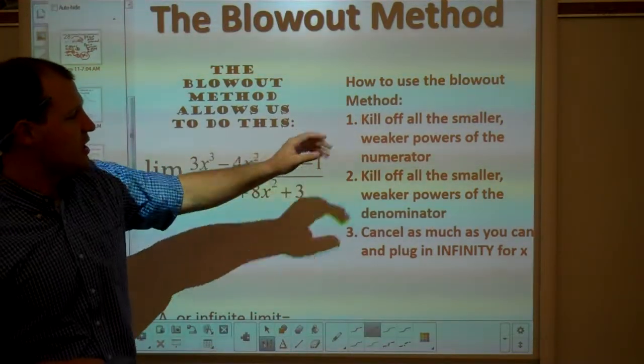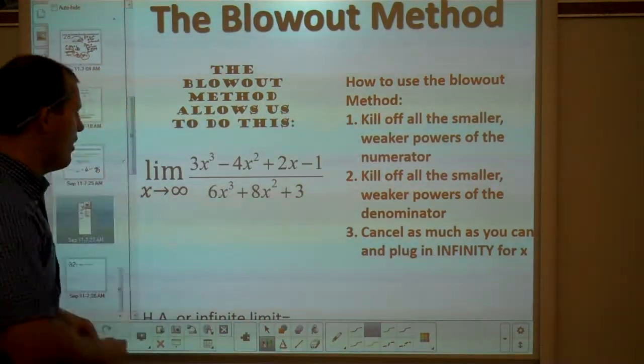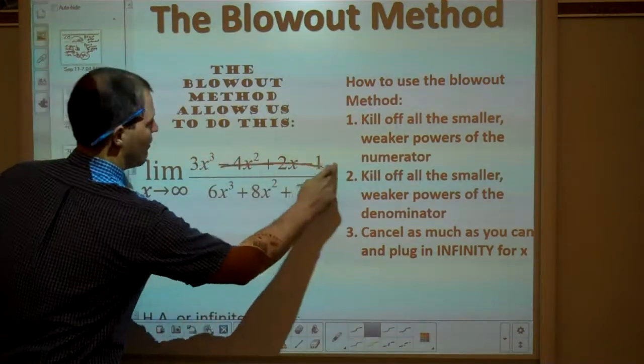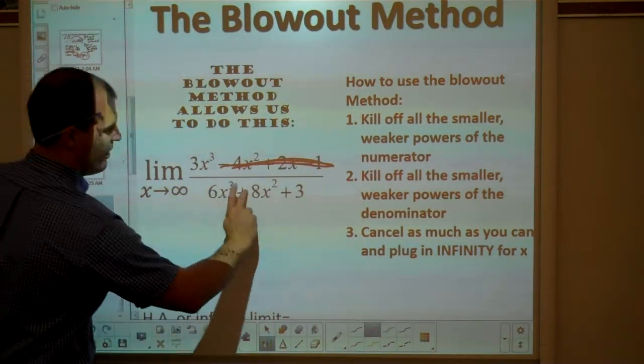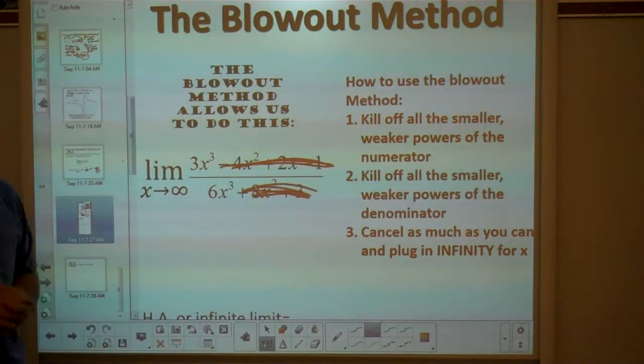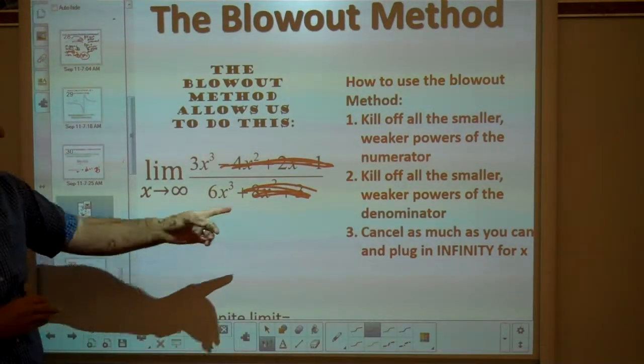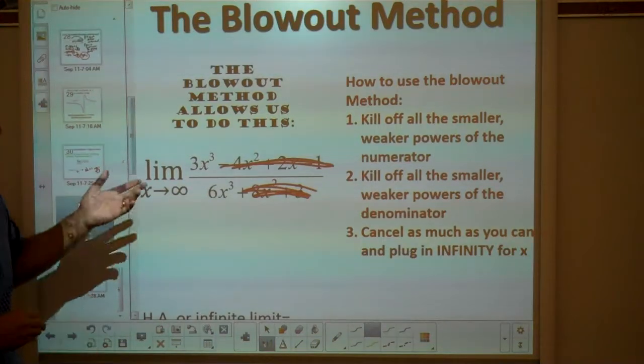So first things first, kill off the smaller, weaker powers of the numerator. Looks like my biggest exponent's 3, so everything else is gone. Kill off the smaller, weaker powers of the denominator. I have a 3, so everything else is gone. And then we're going to simplify, cancel what we can, and off we go.